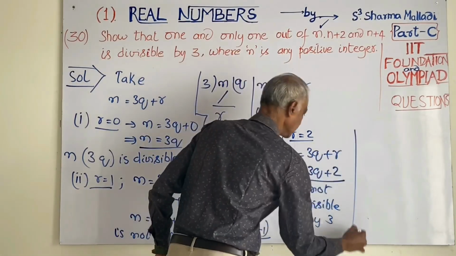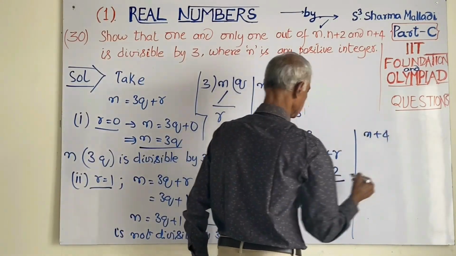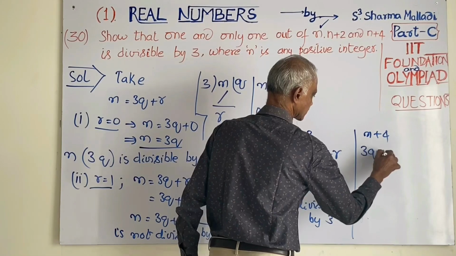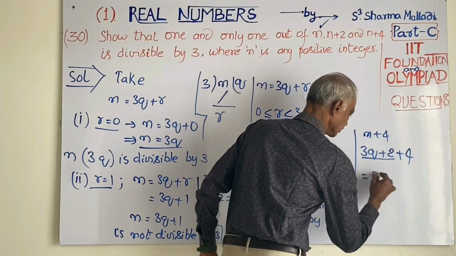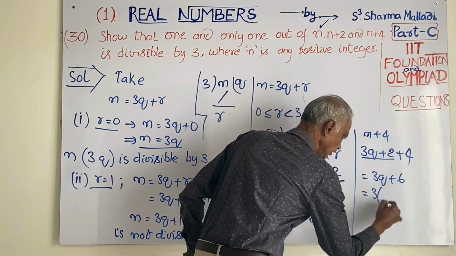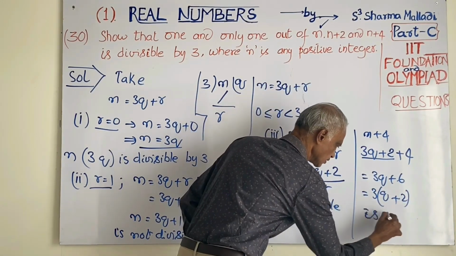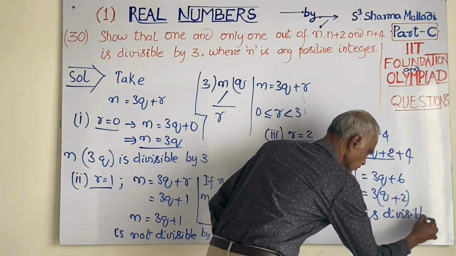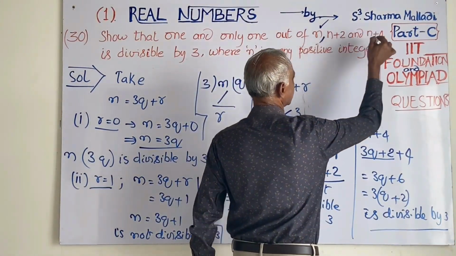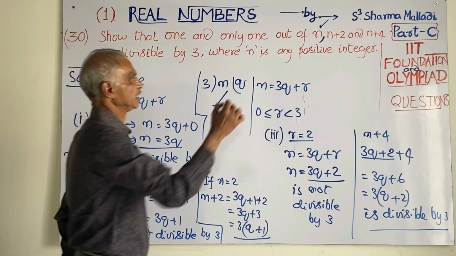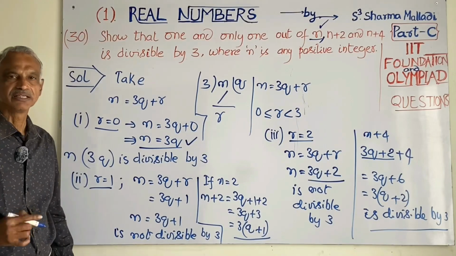Now you take n plus 4. N plus 4 means 3q plus 2 plus 4, that is 3q plus 6. You take 3 common, q plus 2 is divisible by 3. So only n out of n, n plus 2 and n plus 4 is divisible by 3. Only n is divisible by 3 when r is equal to 0.